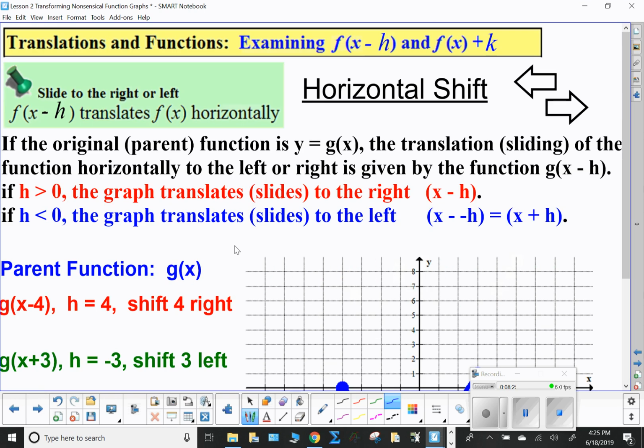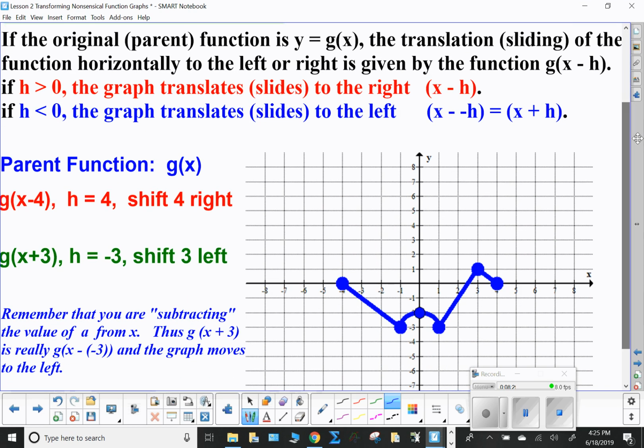We'll do it again with this guy. Again, it's still the same thing, but just looking at different ones. G of x to g of x minus 4 means I'm going 4 to the right. H is 4. So I move everything 1, 2, 3, 4 to the right 4. And then I reconnect the points so that I've moved the picture to the right 4.